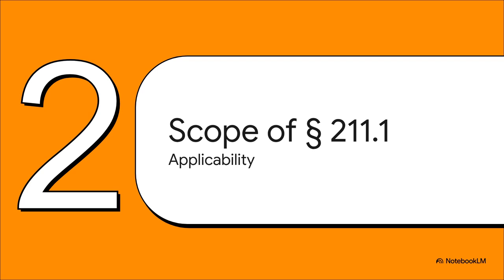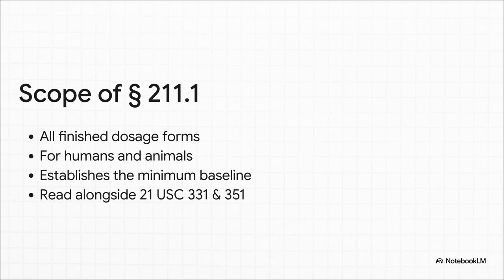Moving on to Section 2. The scope of Section 211.1, which is all about applicability. So, Section 211.1 draws these strict boundaries of Subpart A. Who and what does this actually apply to? Well, it's pretty definitive. It applies to the preparation of all finished pharmaceutical dosage forms.